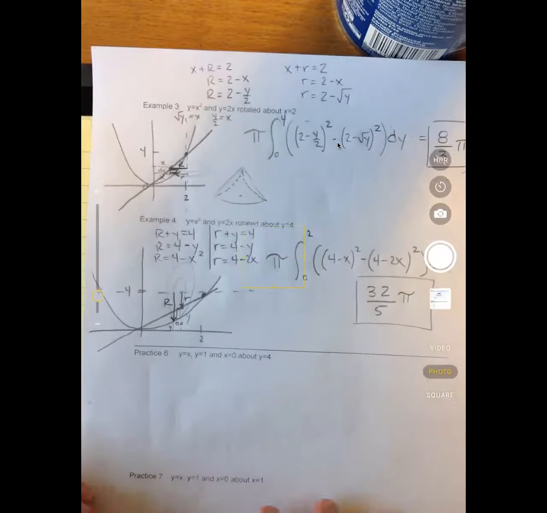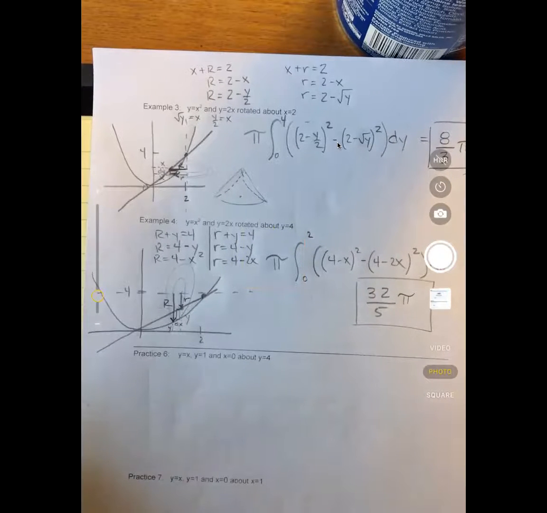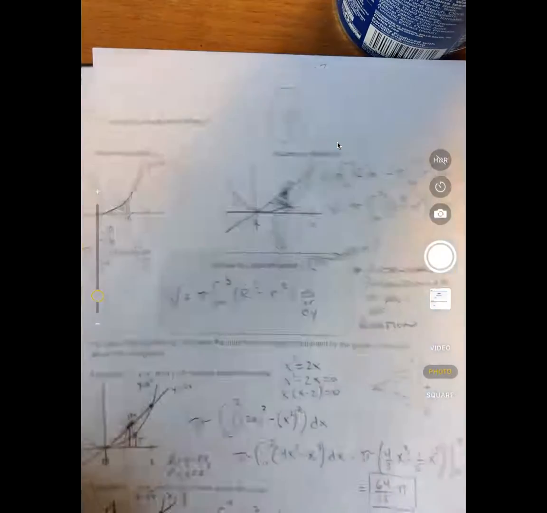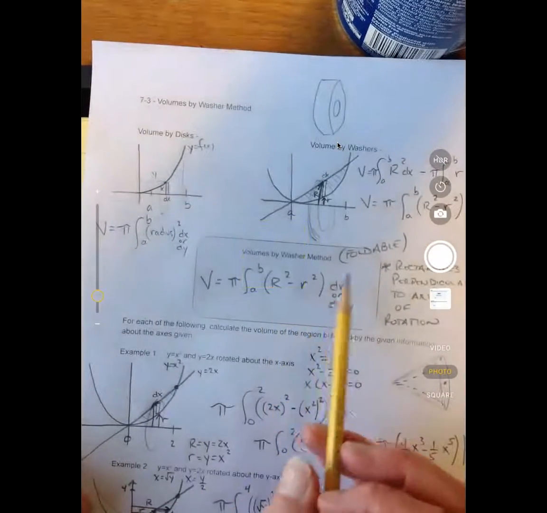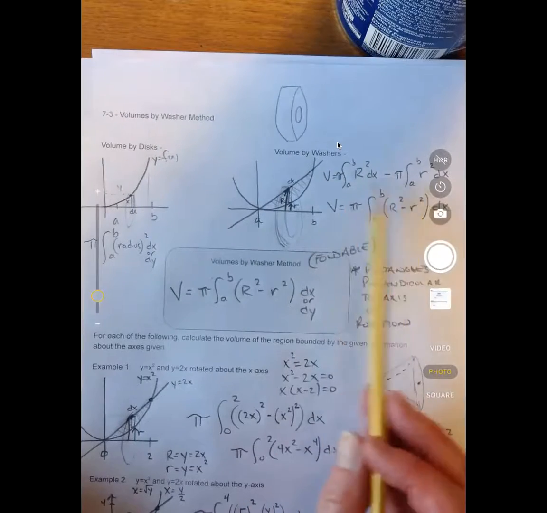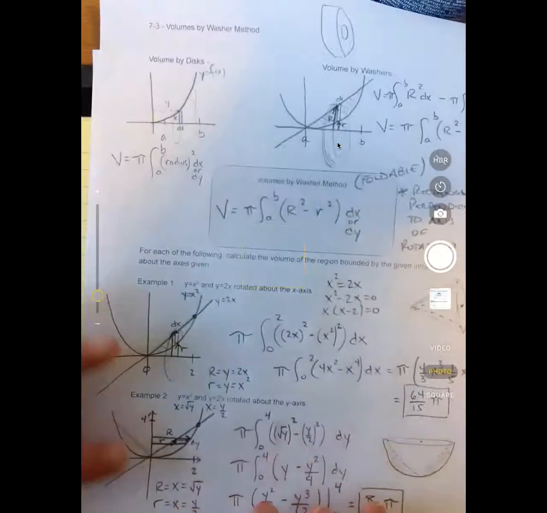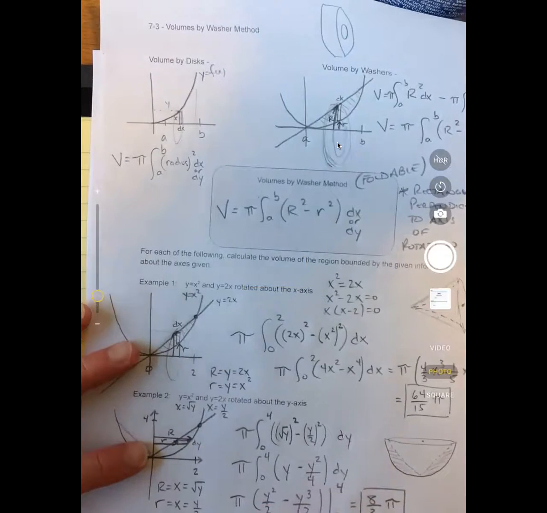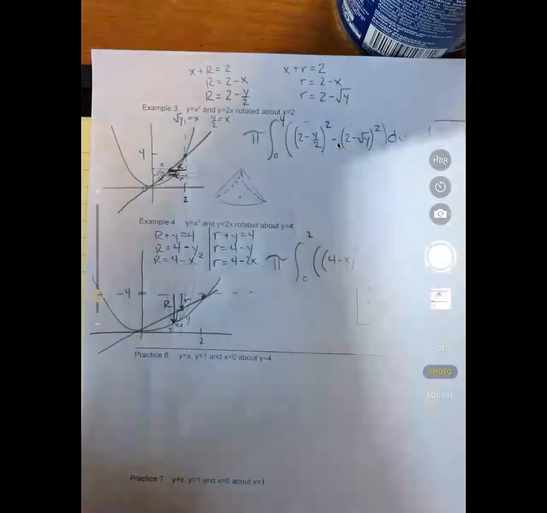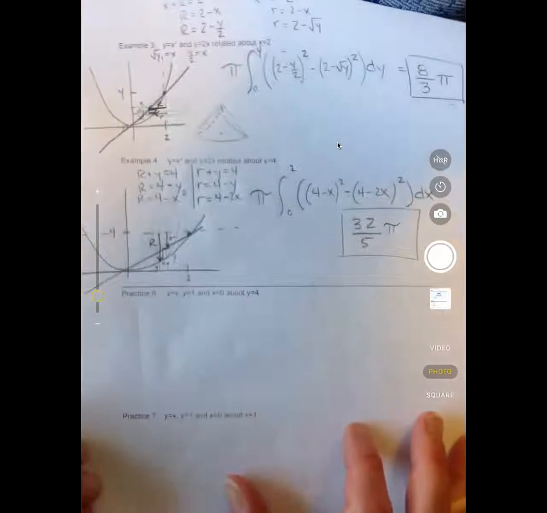So there you go. Four examples of Washer method. Again, in the end, Washer method is simply just a difference of volumes, an outer volume minus an inner volume. So you should be able to pretty easily do these ones that are rotated around the x or the y axes. The ones that rotate around other axes get a little tricky. So try the next couple and then check your solutions with my solutions online.